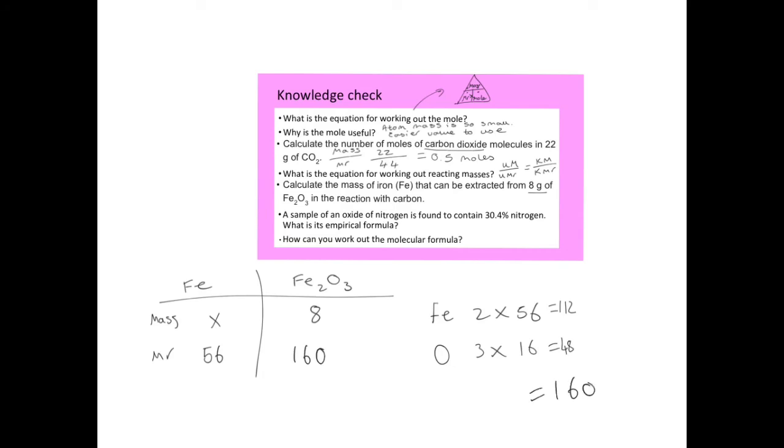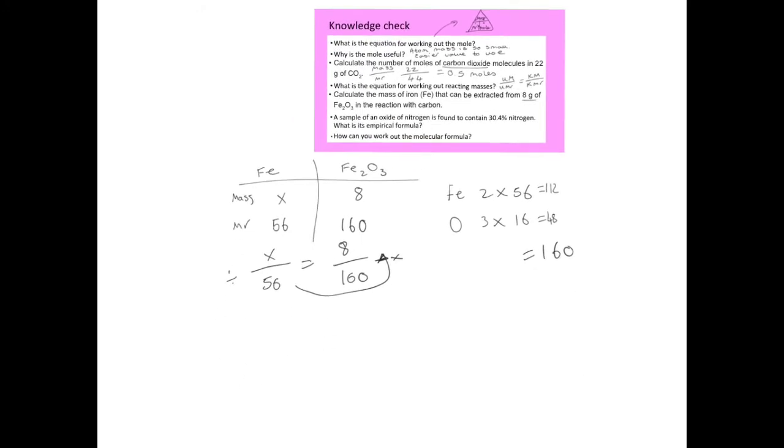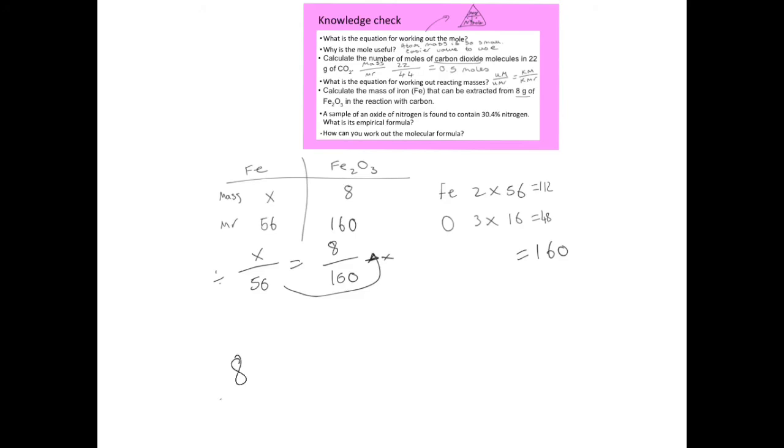So that's 160. Thinking about our equation, we don't know a mass, that's X. We know the Mr is 56. We know the known mass is 8. We know the Mr is 160. If I bring that one over, it's divide on this side, so it'll be times on this side. So I have got 8 over 160 times by 56 equals X, which will be our unknown mass. So put that all into your calculator. So X equals 2.8 grams. So that's how much iron can be extracted from 8 grams of iron oxide, which is quite good.